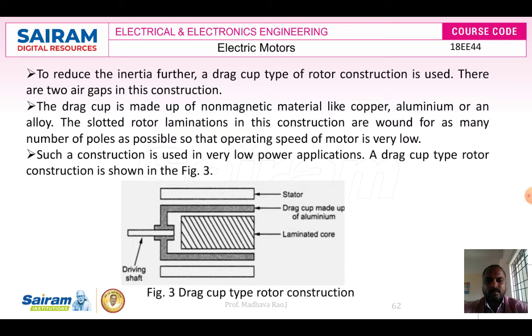The slotted rotor laminations in this construction are wound for as many poles as possible, so that the operating speed of the motor is very low. So, in this type of construction, the operating speed is very low. Such construction is used for low power applications. So, for low power applications, the drag cup type rotor will be used.